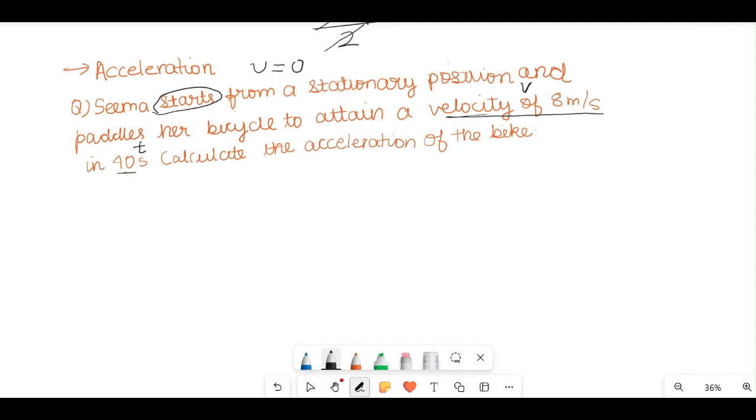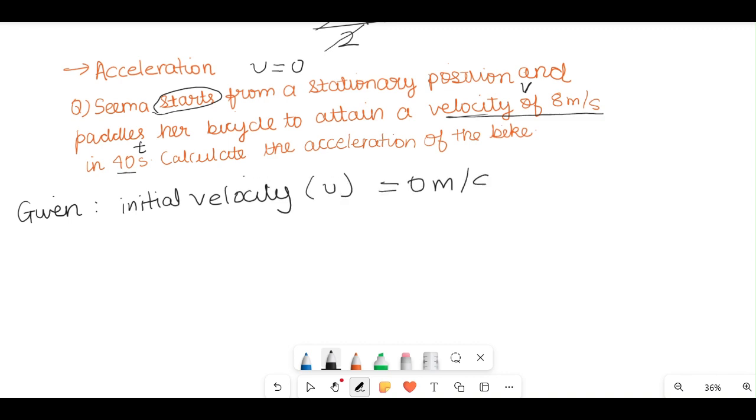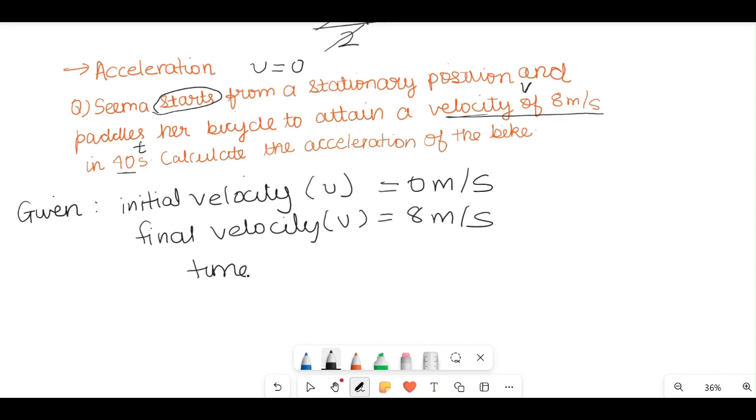So let's get started. Let's write down whatever is given to us in this question. Given to us is the initial velocity u equals 0 meters per second and the final velocity, that is v equals 8 meters per second, and the time, that is 40 seconds.